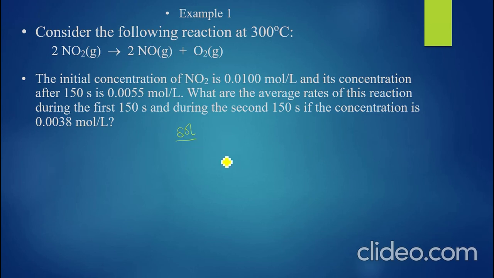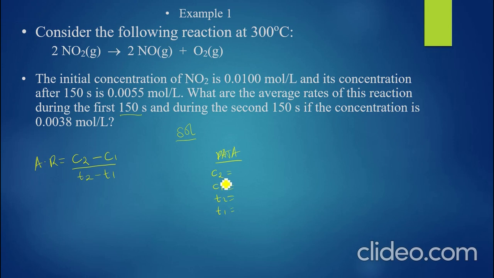So solutions. Let's come up with the average rate for the first one. There are two questions here. The first one is asking for the average rate of this reaction during the first 150 seconds. So here you need a formula. Average rate is equal to C2 minus C1, the concentrations, over T2 minus T1. So what's your final concentration and what's your initial concentration? What's your final time and what's your initial time? That's what you need to know here.